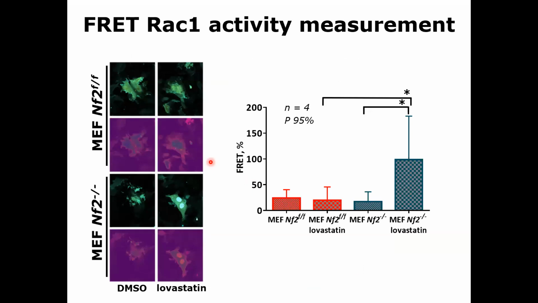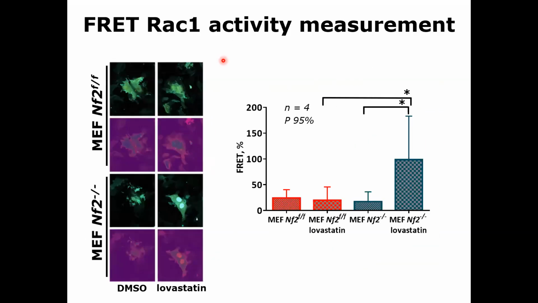And to check that, we used the Forster resonance energy transfer method to measure RAC1 activity in the nuclei and in the cytoplasm. So we had, again, the genetically modified RAC1 protein that was tagged with cyan fluorescent protein, CFP. And we also had the RAC1 substrate PBD.